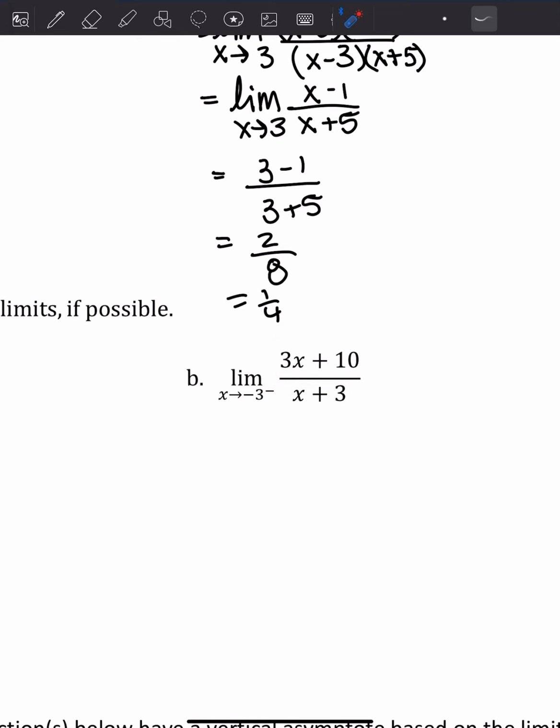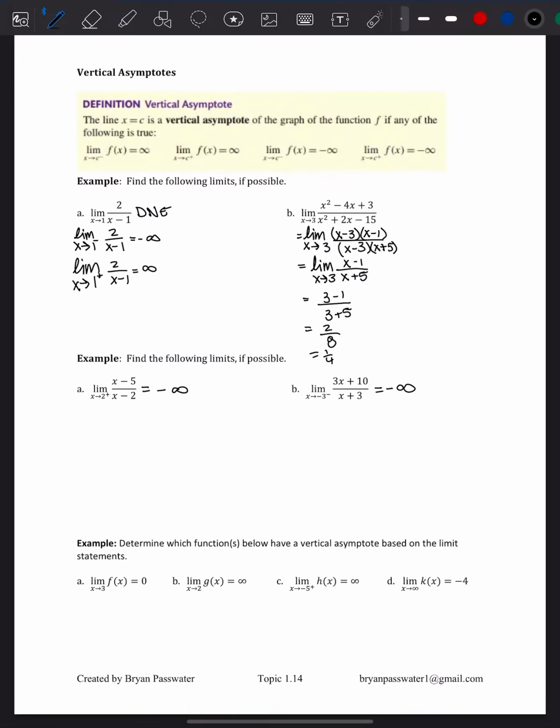On the other hand, when I look at negative 3 from the left, that's like negative 3.1, so slightly more than 3. So when I add them together, our denominator is going to be slightly negative. So we are looking at negative infinity here again. So negative infinity or does not exist are the answers we're looking for.